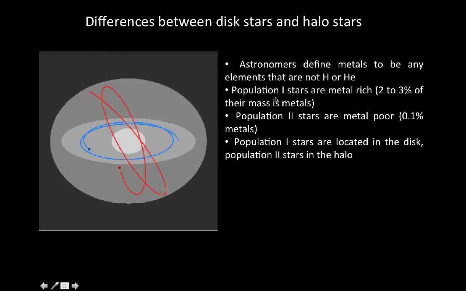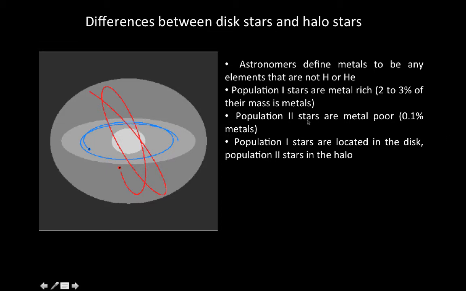What that tells us is that Population 1 stars, which are metal rich, are made up of material that has been through the process of stellar birth and stellar death a number of times. Every time material passes through the life cycle of a star, the number of heavier elements, the number of metals, increases, because that is where metals come from. They are manufactured inside of stars.